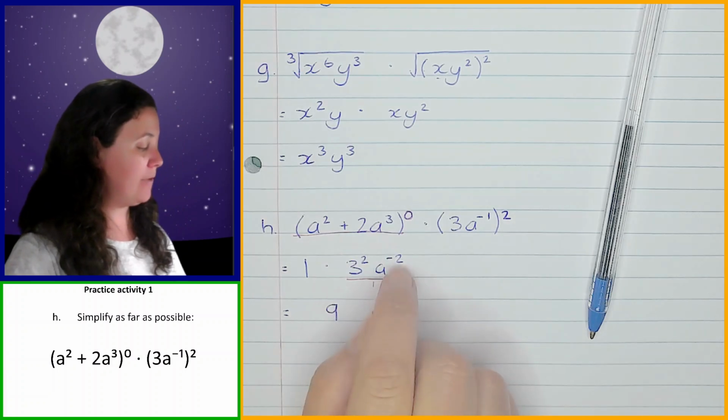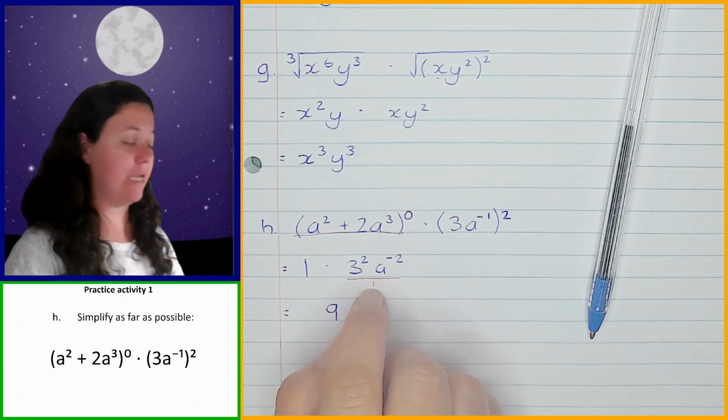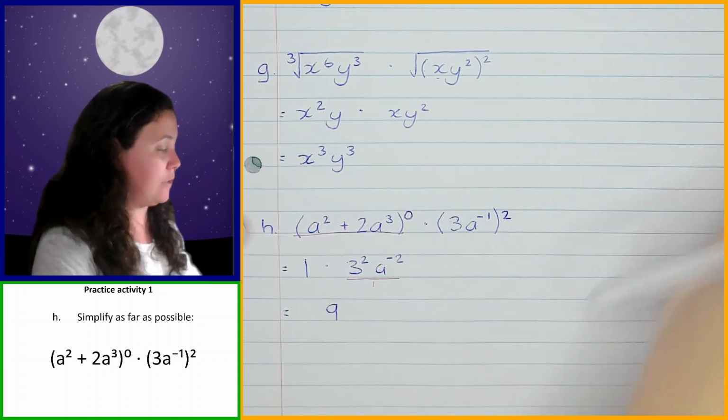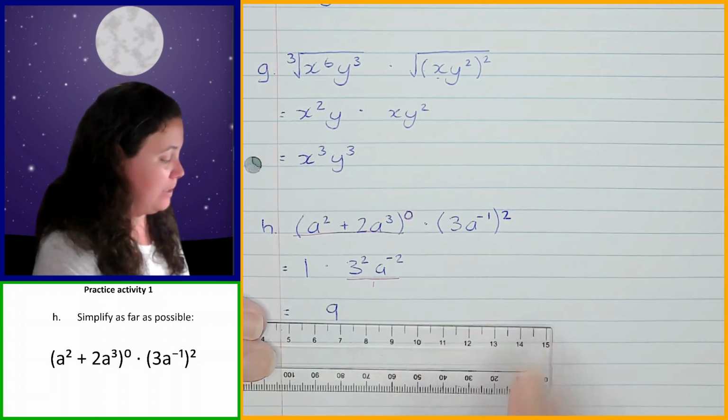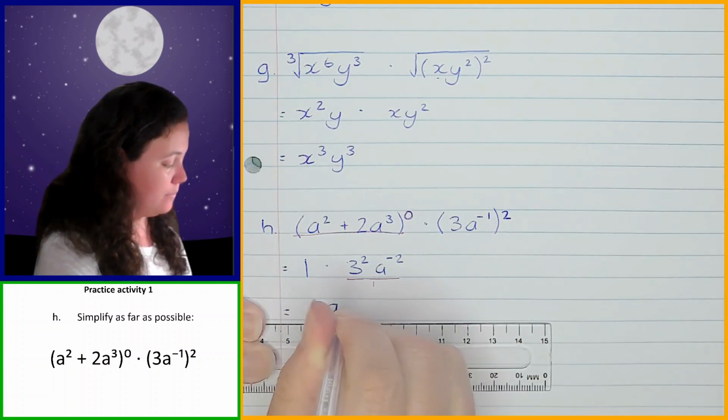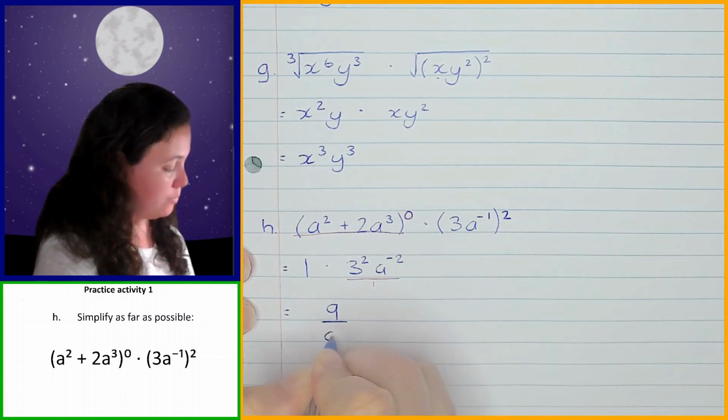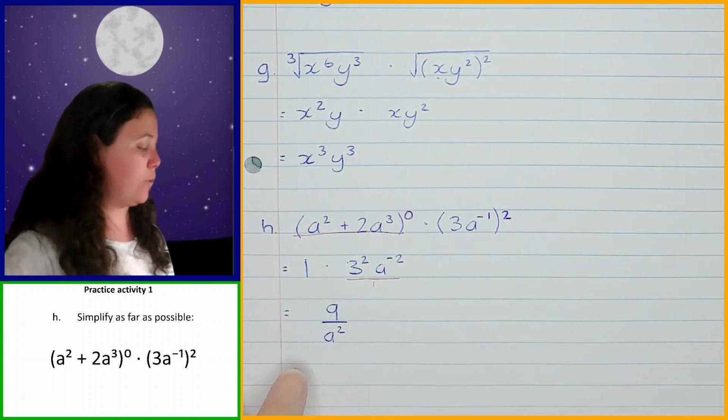So the a to the power of negative 2 is going to move down to the denominator and become a to the power of positive 2. So I have 9 over a to the power of 2. That's what you should have got for question H.